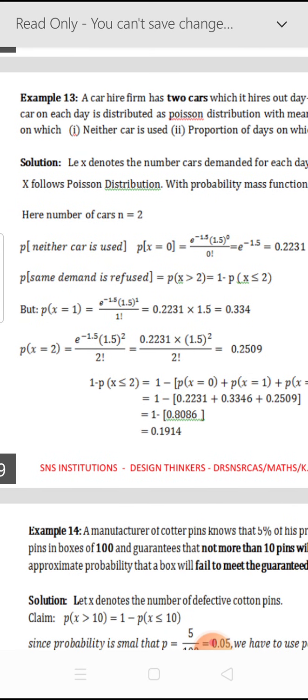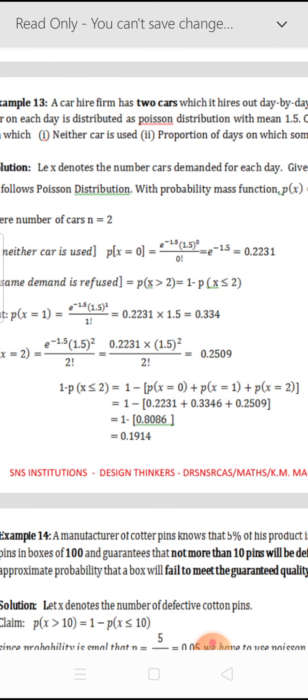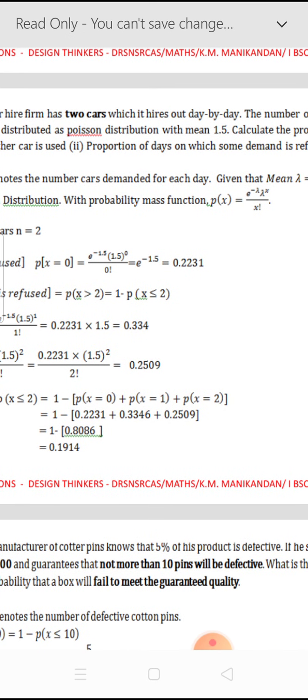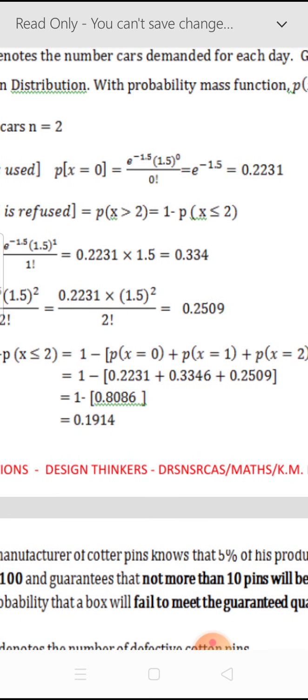Now here the number of cars n is equal to 2. The probability that neither car is used: probability of x is equal to 0 equals e power minus lambda, lambda power 0 by 0 factorial. Here the mean is given, lambda equal to 1.5. Now substitute the value: e power minus 1.5, 1.5 power 0 by 0 factorial. Anything power 0 is 1, 0 factorial is 1, so e power minus 1.5. The value of e power minus 1.5 from the calculator is 0.2231.